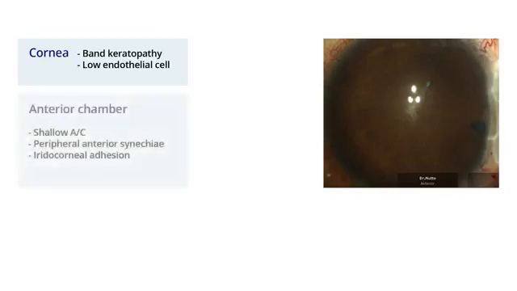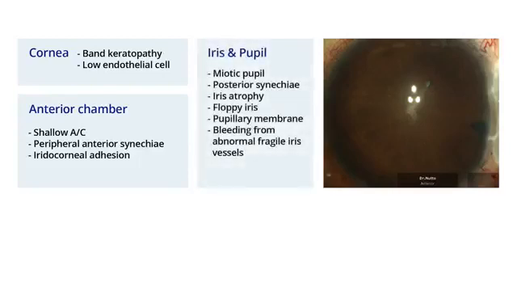The cornea can have a very low endothelial cell count, the cornea can be edematous, and you can have a poor view due to band keratopathy. The anterior chamber can be very shallow with peripheral anterior synechiae and maybe iridocorneal adhesion. The iris and pupil are the most concerning for the surgeon. The pupil can be very small, a miotic pupil like the picture you see on the right. Posterior synechiae can happen. Iris atrophy, iris atrophy is another challenge. And you can have pupillary membrane and bleeding from abnormal fragile iris vessels during the surgery.